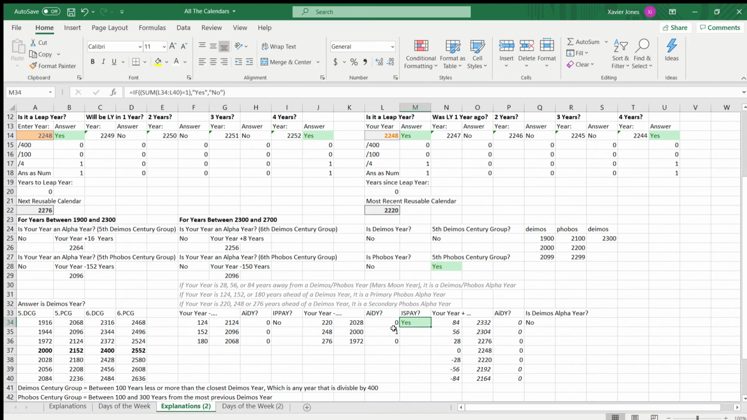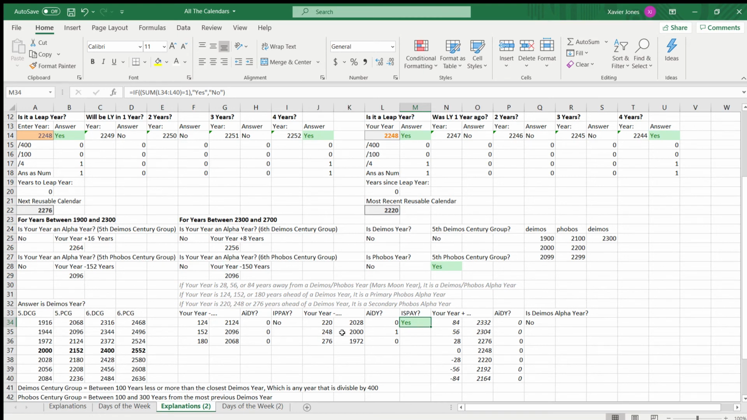It is our secondary Phobos year, which means that it is basically the middle. I tried my best to keep it in the middle because I wanted to have as many alpha years within a century span as we can. So from our year 2248, we do indeed have our one Phobos year.